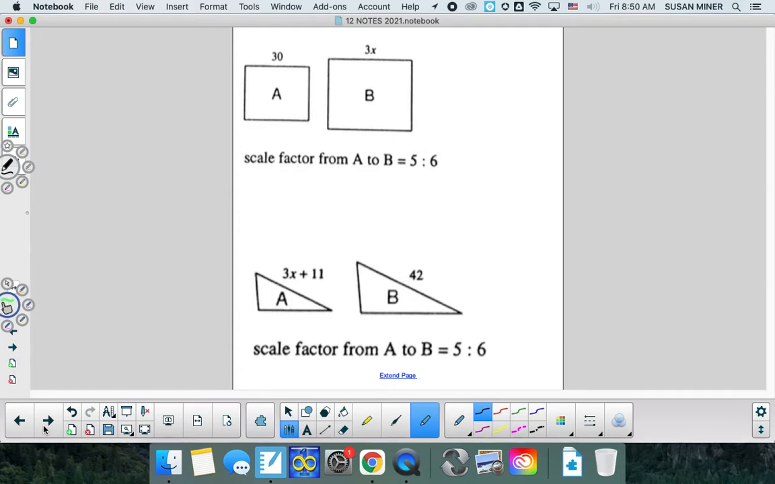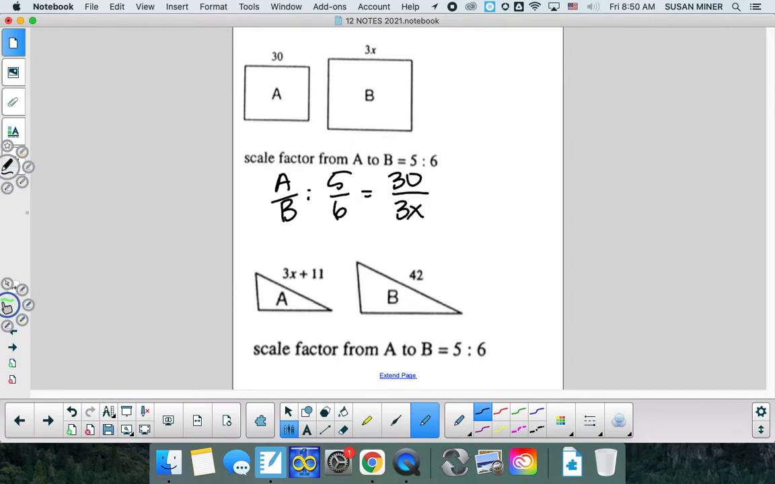All right, here's some more practice problems to go over. They're a little bit different, but they work the same exact way. Let's go through a couple of these where I have a missing part of a side length. It says our scale factor A to B is 5 to 6, and we're going to set that equal to our missing side length. A is 30. B is 3x.